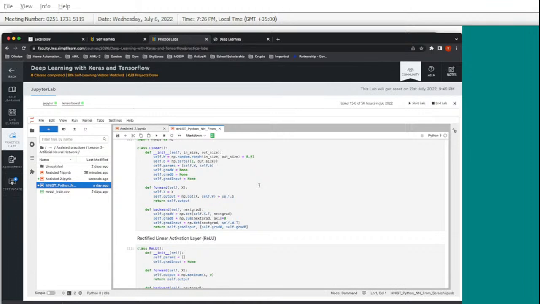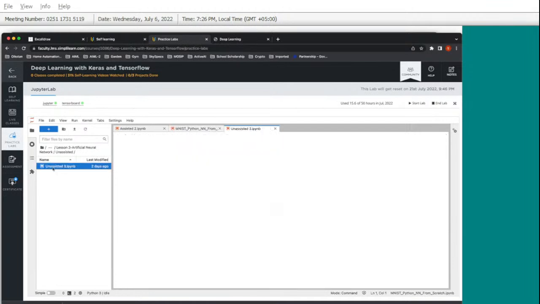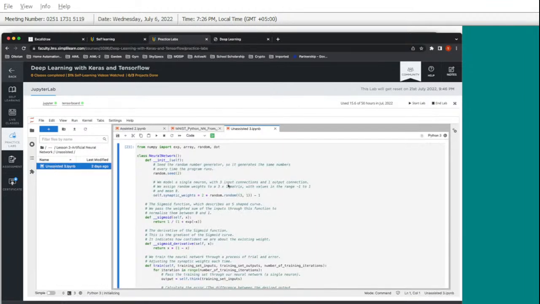Understood? Any questions? Do we have any questions, folks, on this? Fairly simple. There is an unassisted notebook.